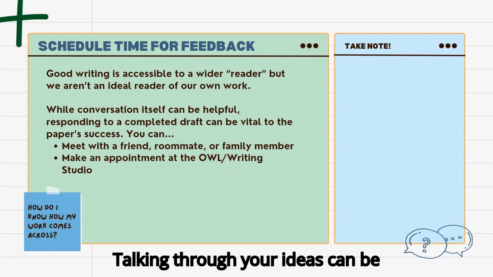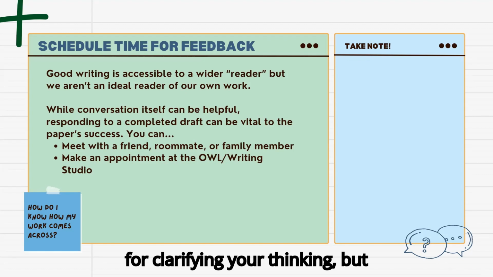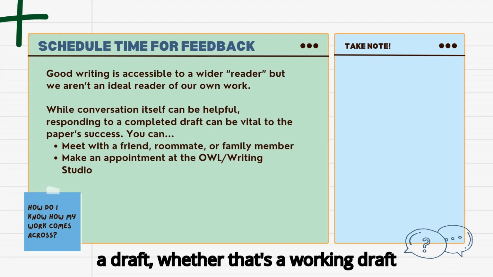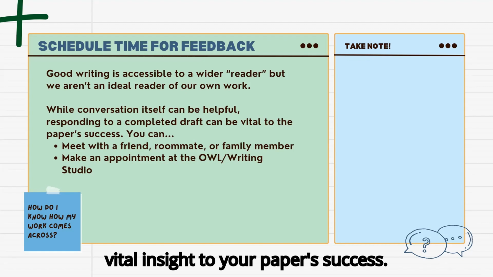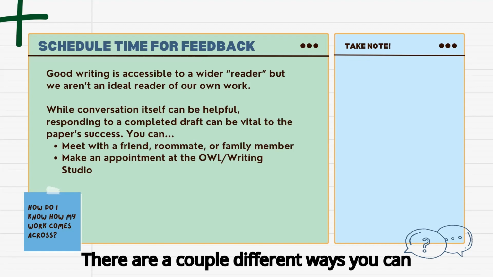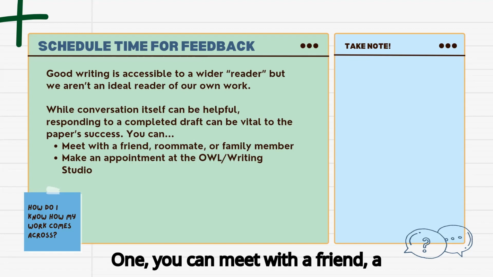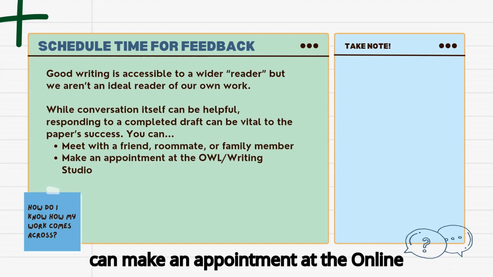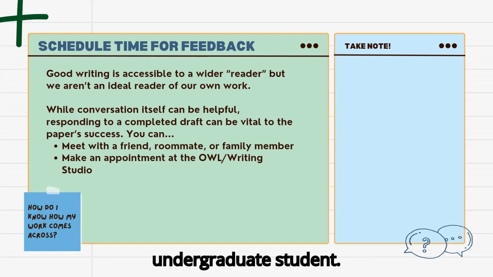Talking through your ideas can be helpful. Conversation is a great tool for clarifying your thinking. But when you schedule time for feedback over a draft, whether that's a working draft or a completed draft, that can offer vital insight to your paper's success. There are a couple different ways you can ask for feedback with a draft. 1, you can meet with a friend, a roommate, or family member. Or two, you can make an appointment at the online writing lab if you're a graduate student, or the writing studio if you're an undergraduate student.